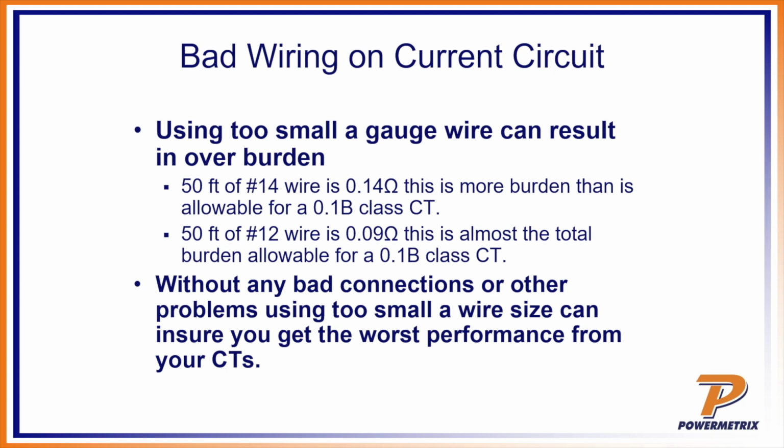So this 0.14 burden is more than is allowable. The 0.09 is within the burden allowable for a 0.1B class CT. So that means that, without any bad connections or any other problems, using too small a wire size can ensure you get the worst performance from your CT.